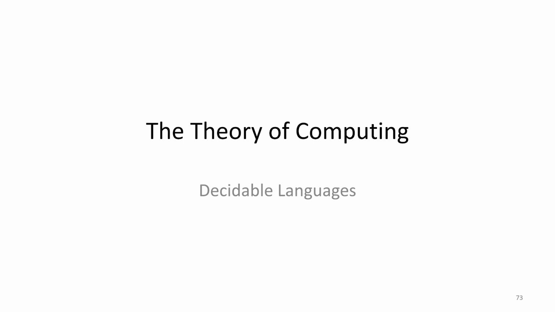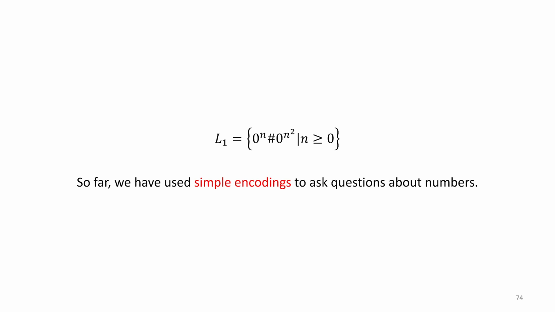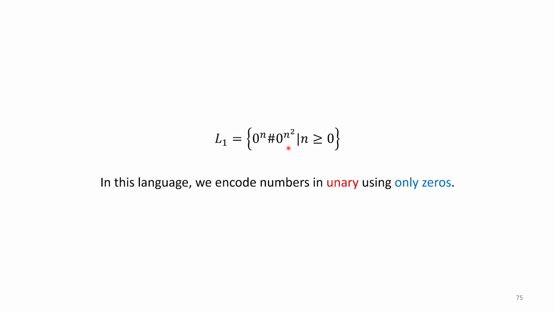All right, welcome. So in this video, I want to talk about the class of decidable languages. So far, we've been using very simple encodings to ask questions about numbers. And in our last video, we talked about maybe extending that. So we've been using unary, only zeros, to encode, say, a block of n zeros encodes the number n, so that we can compare it to another block of zeros that encodes the number n squared.